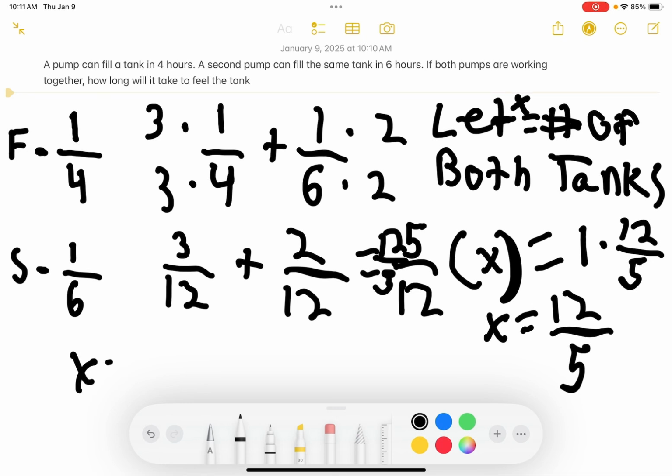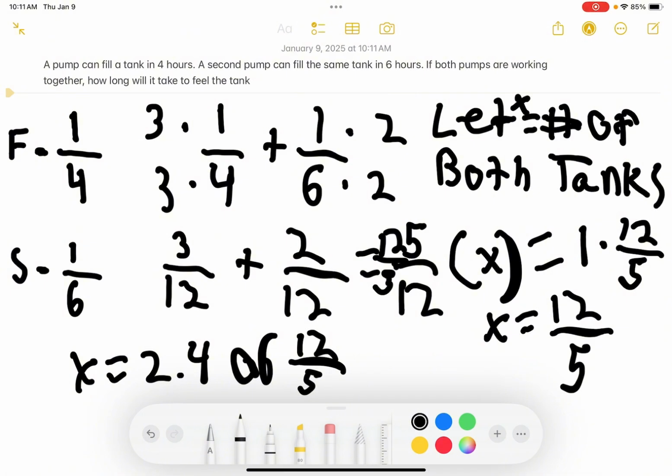So x equals 2.4 or 12 over 5. It could be 2.4 hours or 12 over 5 hours. So yeah, the answer: x equals 2.4 or x equals 12 over 5. And that is it.